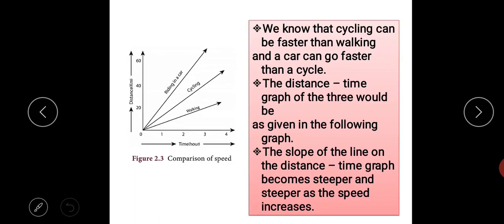Is it clear, children? So we know that cycling is much faster than walking, but a car can go faster than a cycle. So when you see the graph for them, this is how it will be, because the one which is very steep is going very fast. Is it clear? The slope of the line on the distance time graph becomes steeper and steeper as the speed increases. So you have to keep it in mind. The distance time graph for uniform motion will be steeper as the speed increases. Is it clear, children?